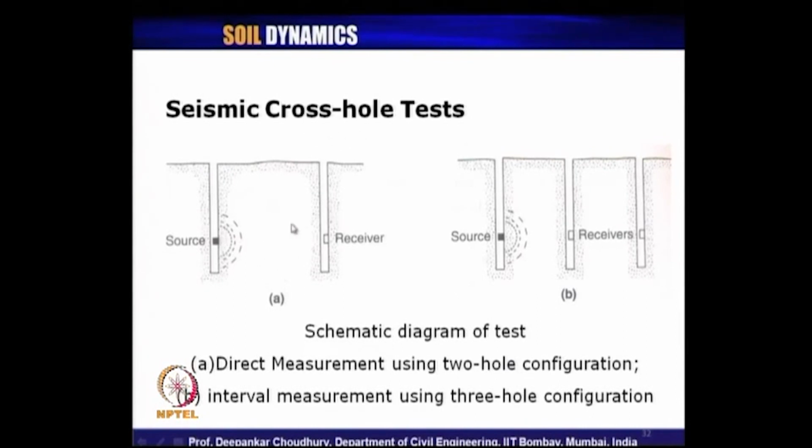Here also the same principle of traveling waves, the direct wave, reflected wave, etc., can be adopted, because there will be a clear time gap between the waves arriving at the receiver point. And this is also a quite useful test, because whenever you go for field investigation or site investigation, many a time we must do the borehole. So, after doing the static test, when the boreholes are free, you can utilize them for your dynamic test also by using this cross hole test.